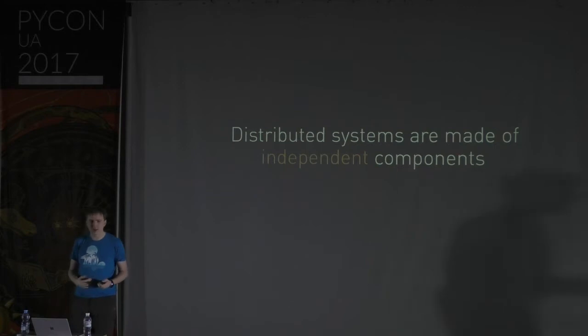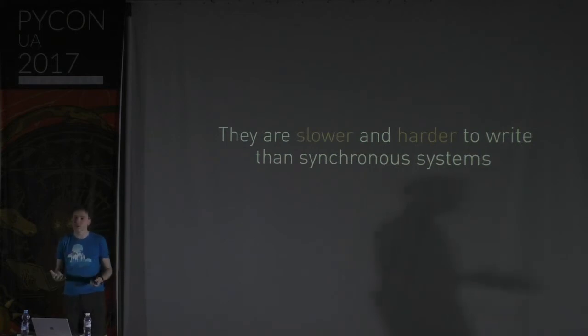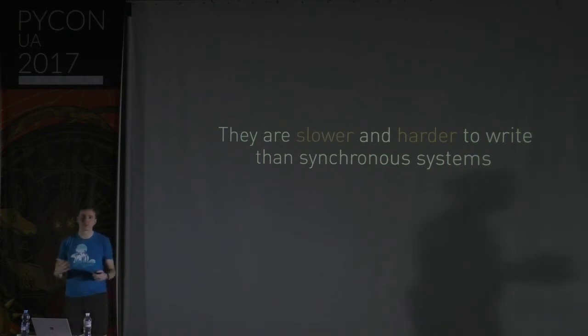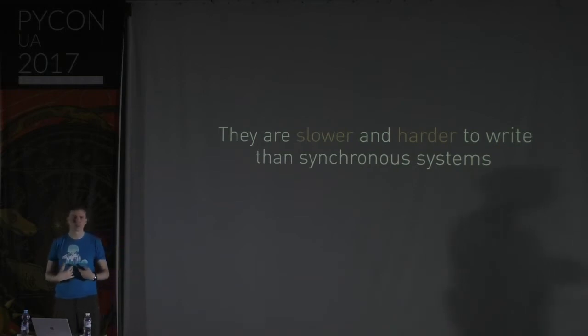Now, you might ask, well, why isn't everything distributed? And the answer is they're not faster. They're slower and more difficult to write. If any of you have tried to write threaded code or networking code or similar, you will understand that it is very difficult to write that kind of code because of the complexities involved. It'd be much easier for us as programmers if we just wrote simple, synchronous code everywhere. So then why do we write them at all?